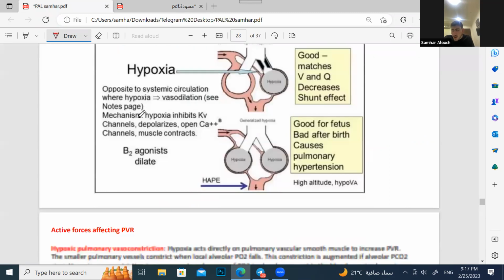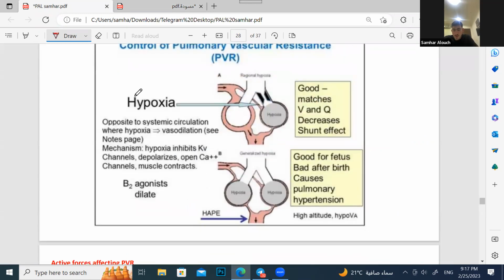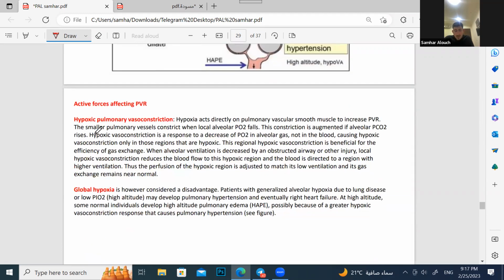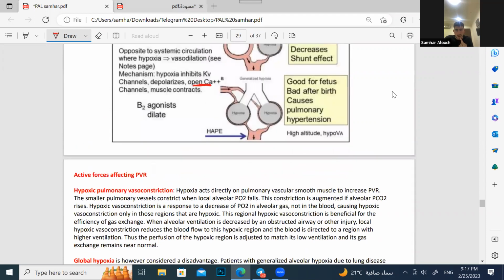Now, what caused this vasoconstriction? You need to know the mechanism, sadly. Once hypoxia happens, it will inhibit the potassium channel. Once the potassium channel is inhibited, we have increased potassium inside the vessel cell. This will open the calcium channel, causing an influx of calcium. The influx of calcium will cause vasoconstriction. That's what caused the vasoconstriction of this vessel, and the other vessel will get vasodilated because blood is going through it. This is what's called one-alveolus hypoxia.